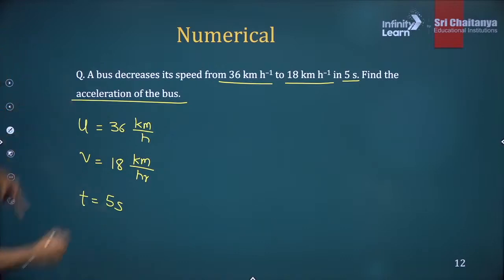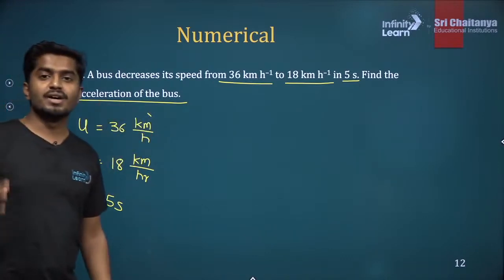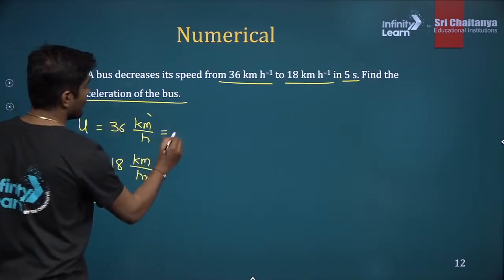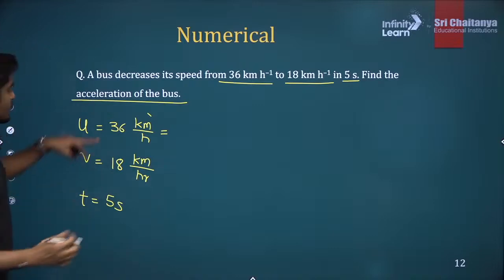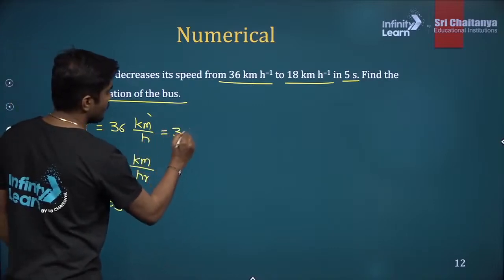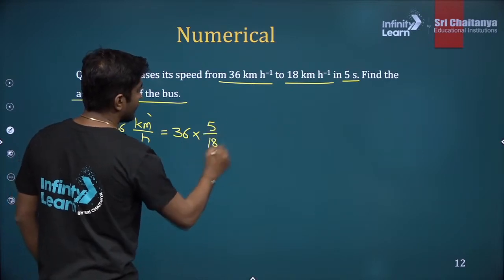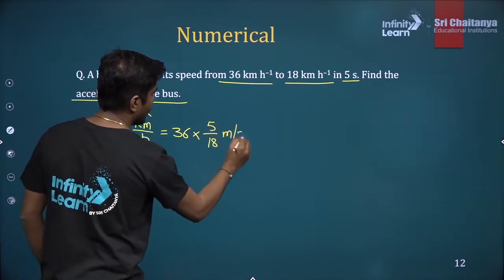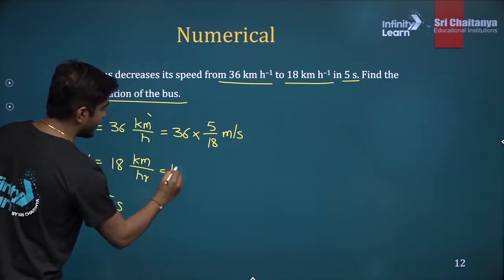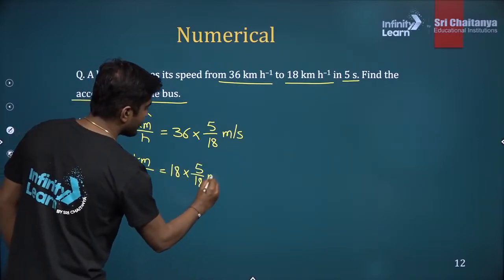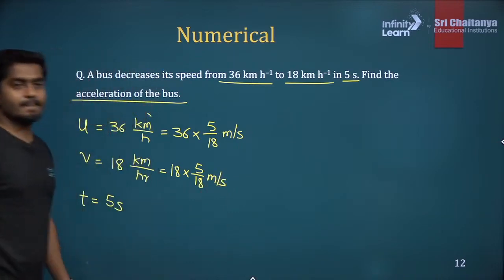So here this is kilometer per hour. This is not the SI unit. How will you convert it into SI unit? You just have to multiply by a factor. So this is 36, you multiply it by 5 by 18. So that number will become in meters per second. Similarly, this is 18 multiplied by 5 by 18. This would be in meters per second.